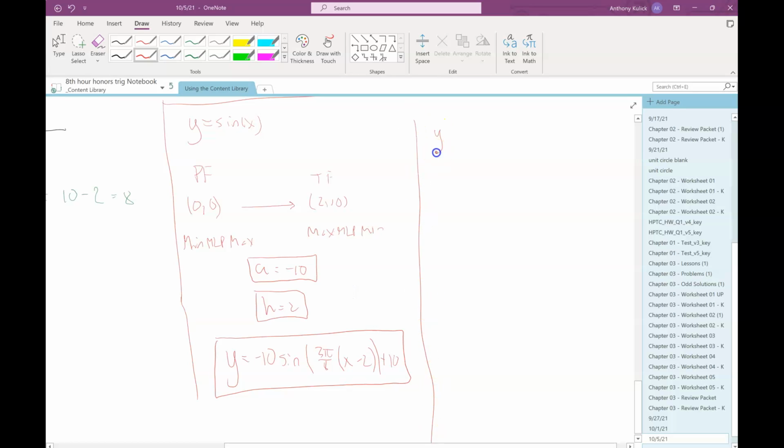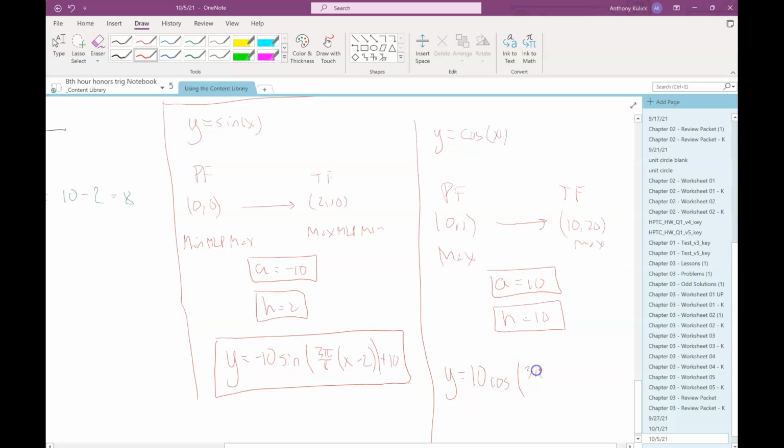Or if I did cosine, from the parent function, I'm going to use the 0.01, which is a maximum. And from my transform function, I used 1020, which is also a maximum. So my a should be positive, and my h should be 10.